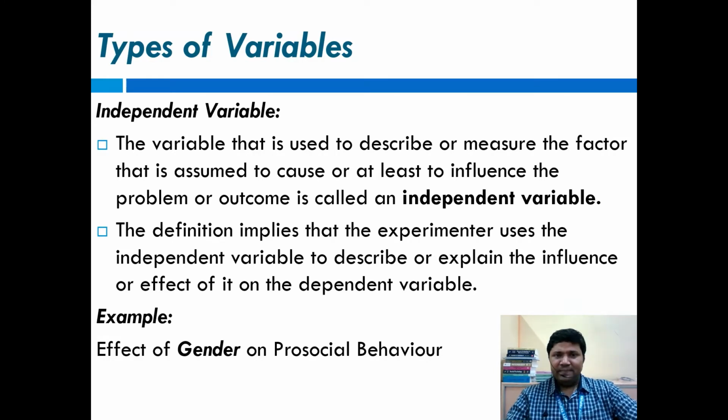So the first is independent variable, the variable that is used to describe or measure the factor that is assumed to cause or at least to influence the problem or outcome is called an independent variable. Right. In the same way, for example, effect of gender on prosocial behavior. So here gender is independent because you can choose the different levels of this gender. You can choose male, female, you can choose transgender, right? So this was about independent.